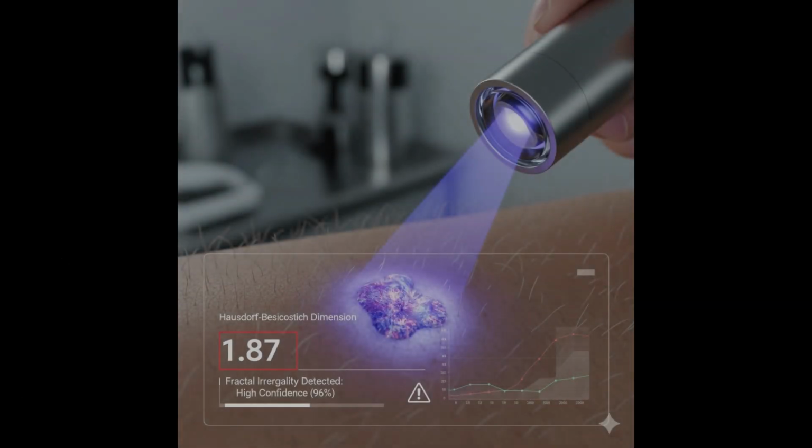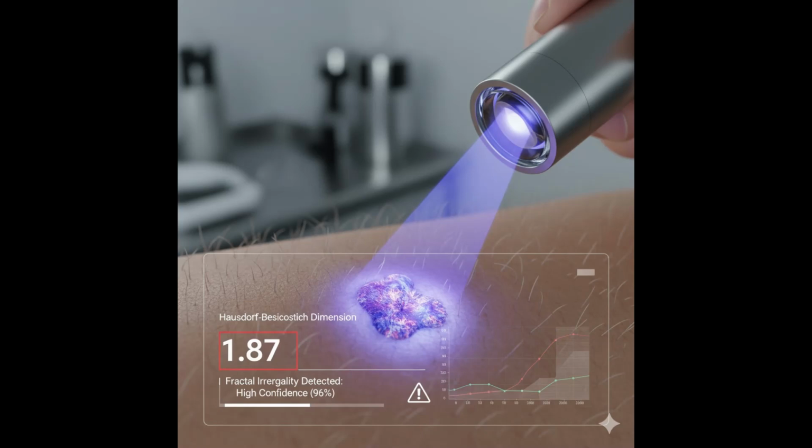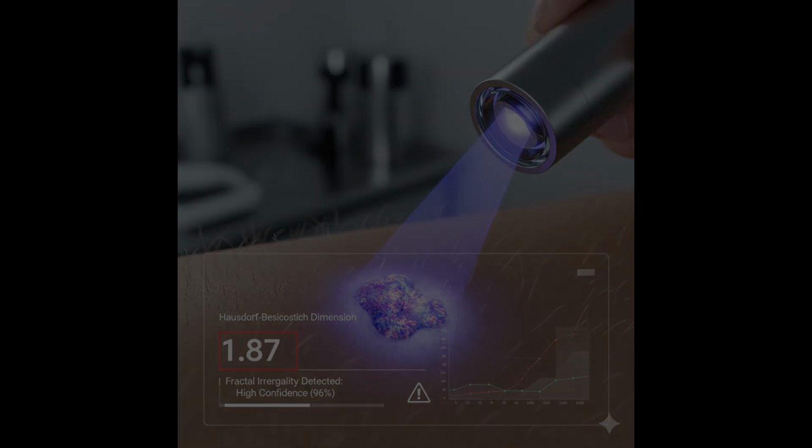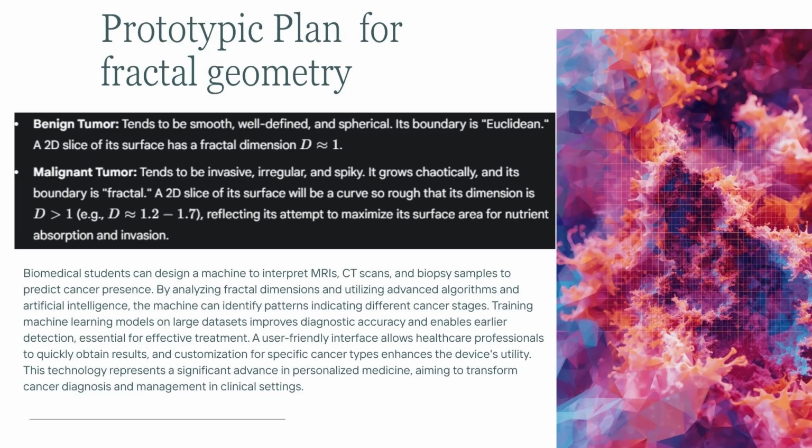Now, let's talk about one real-world prototype that will come up very soon. This is our prototypic plan for applying fractal geometry directly to disease detection. The entire plan is built on a key visual difference between benign and malignant tumors, which you can see in the black box. A benign tumor tends to be smooth, well-defined, and spherical. Its boundary is Euclidean. Think of a simple circle. Because it's so simple, its fractal dimension on a 2D slice is very low, around 1.